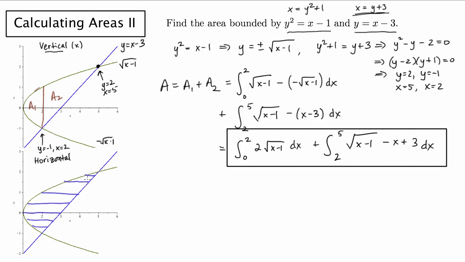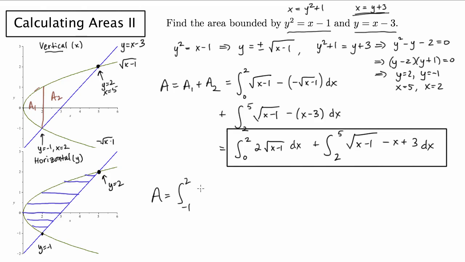This is a decided advantage for this particular problem because it allows us to get away with only doing a single integral. Now remember, with horizontal, y is what we're integrating with respect to, so these two intersection points, y equal to 2 and y equal to negative 1, give us our limits. So the area in the case of integrating horizontally would range from negative 1 up to 2. Those are the y values involved. And remember, for horizontal integration, it's always right minus left.